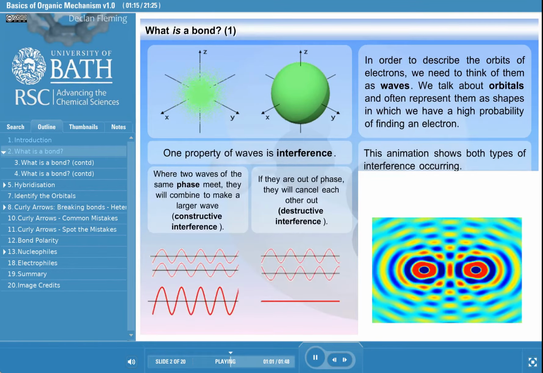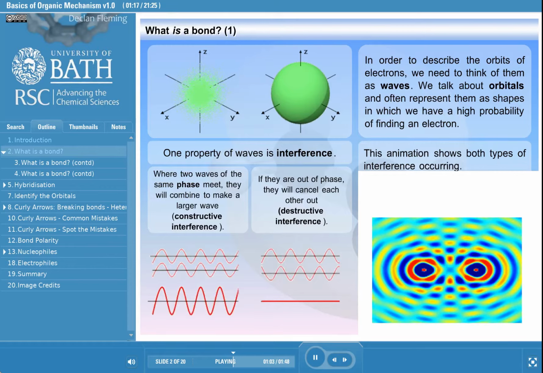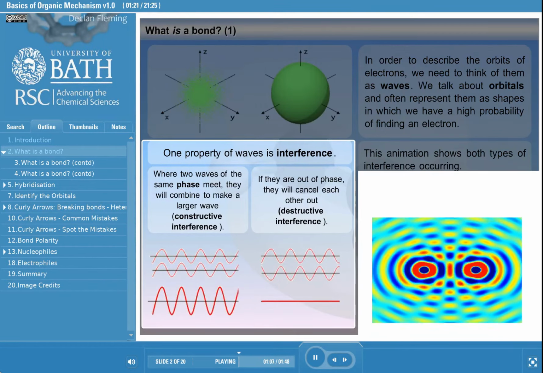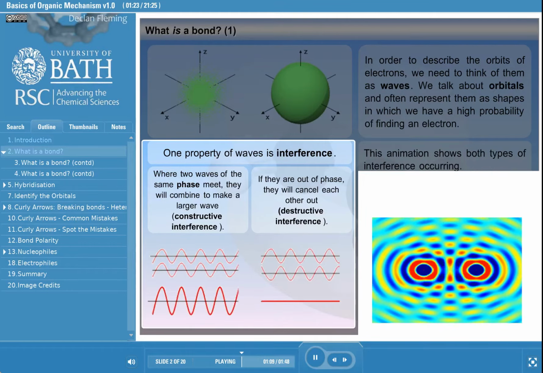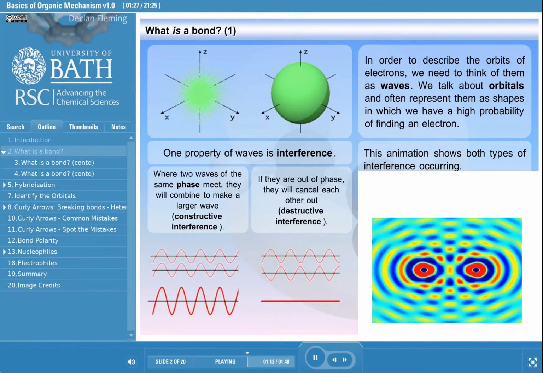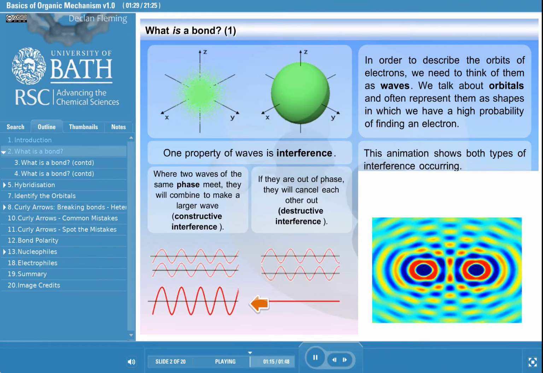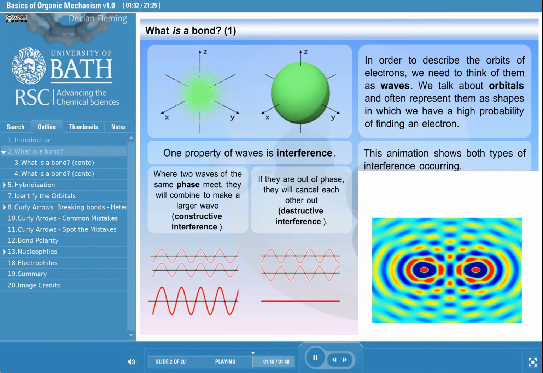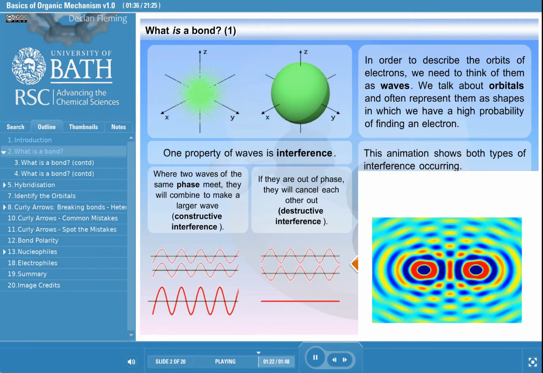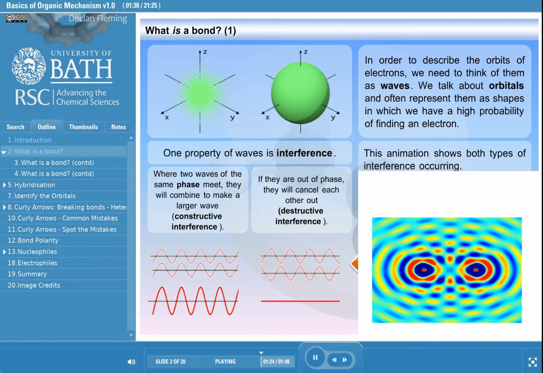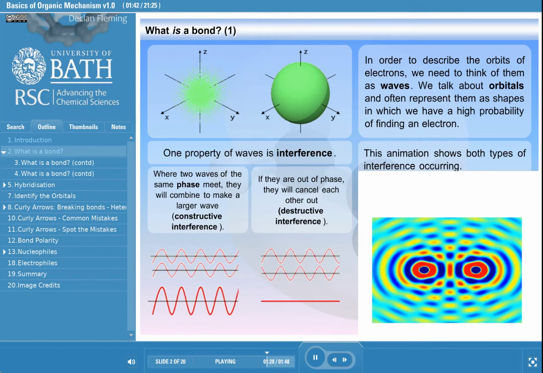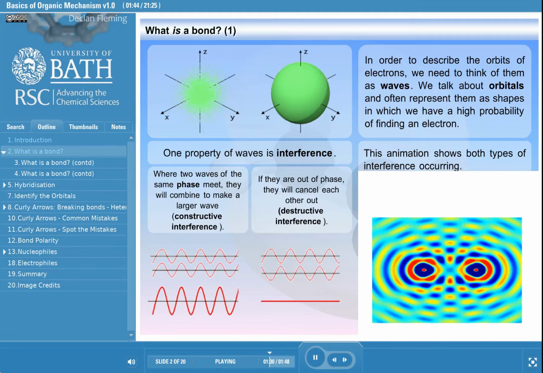In order to understand bonding, we need to be able to understand a property of waves called interference. When two identical waves meet at the same part of their wave, we say the waves have the same phase, and the waves combine to make a larger one. This is known as constructive interference. When two waves are out of phase, that is to say one crest on one wave meets a trough on another, they cancel each other out. The animation on the right of the frame shows this happening.